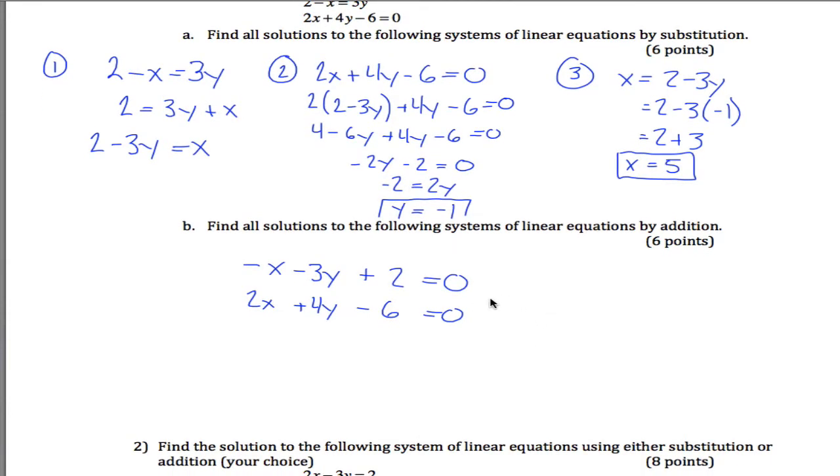Your second step, maybe we'll come over here, is to multiply one of these two equations by something so that when you add things up in the third step, one of the variables will cancel out. I think the easiest one is to multiply this top equation by 2, because that'll give you negative 2x, which will cancel out nicely with that positive 2x you have in the bottom equation. Multiply everything by 2, this becomes negative 2x, negative 6y, positive 4, and 2 times 0 is just 0.